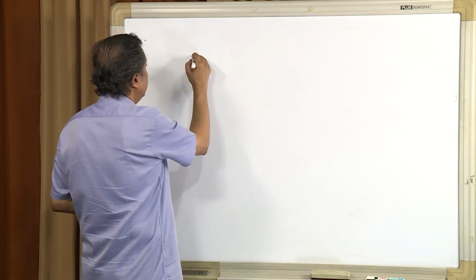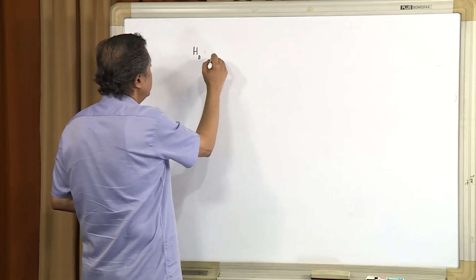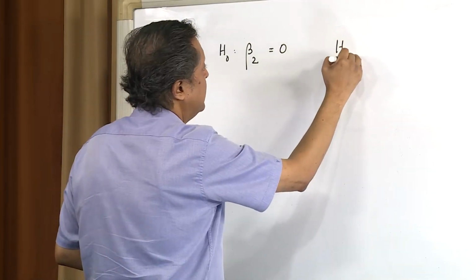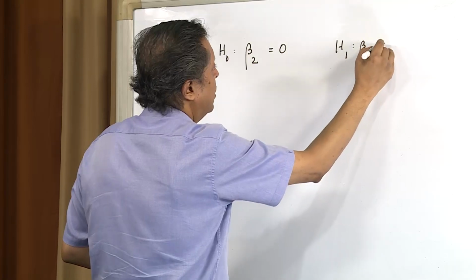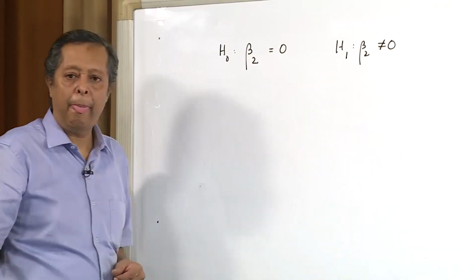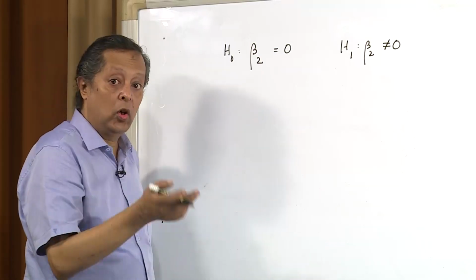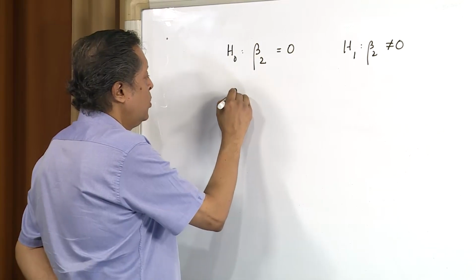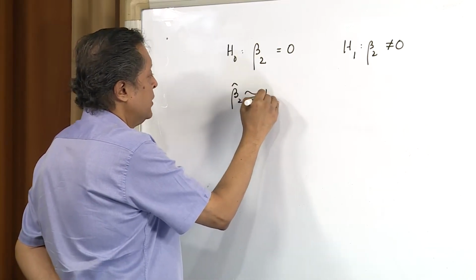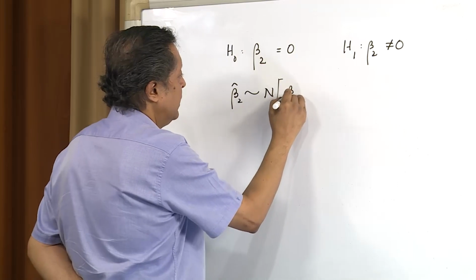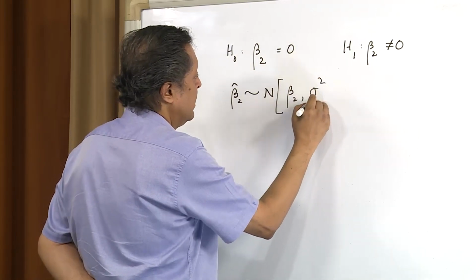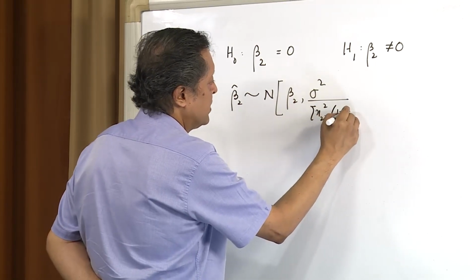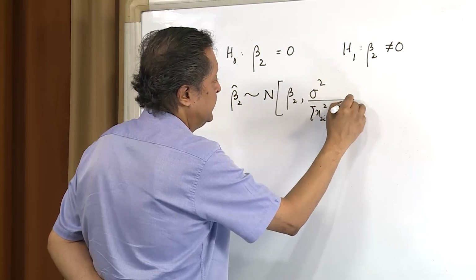So, supposing we want to test just one coefficient, H0: beta 2 is equal to 0 against H1: beta 2 not equal to 0. What we do is we draw on the sampling distribution which we have already explained. So, beta 2 hat follows a normal as we saw with mean beta 2 and variance sigma square divided by summation x2i square into 1 minus r square 2 3.